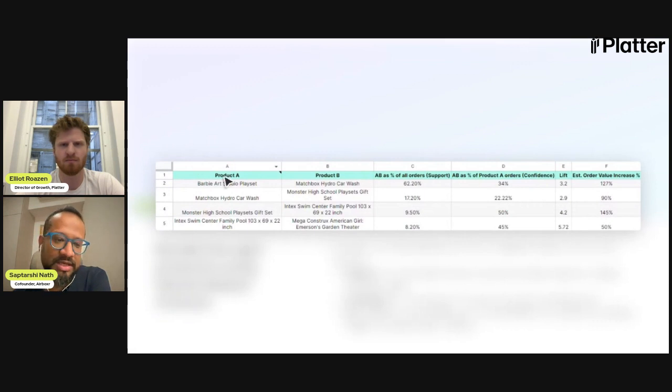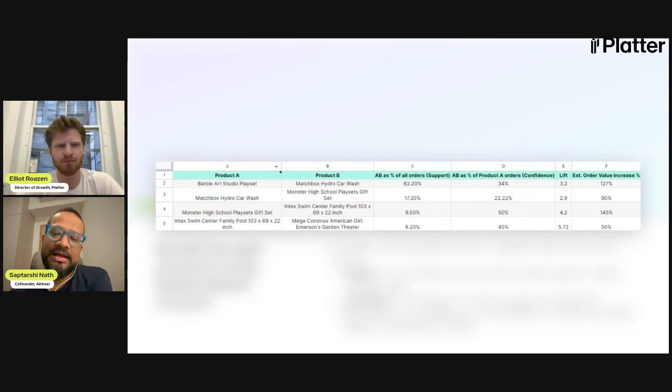What this says is that for every time product A is purchased, product B is also purchased 34% of the times. So we have a second number to say that these two products should be going together, but that's not enough.